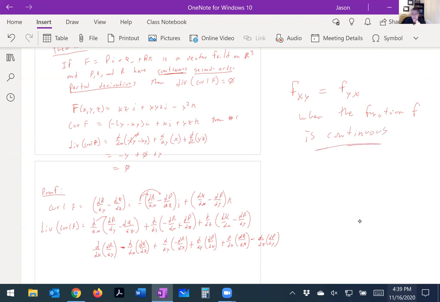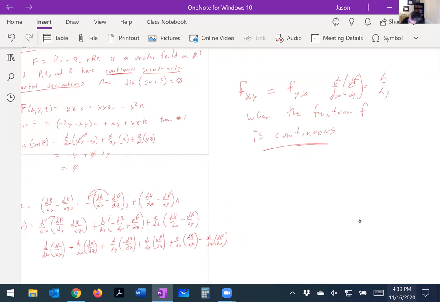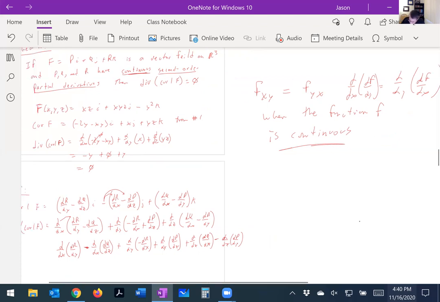So you can say the partial in one direction is the same as the partial in the other direction, right? This means d/dx of df/dy is equal to d/dy of df/dx. All it's saying is, look, you can take the partial in any order, and as long as your function was originally continuous, which means your second partials are continuous as well, then you're good. Then you can do it in any order.